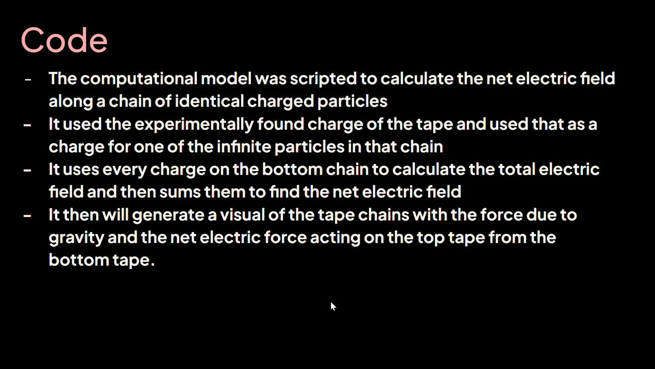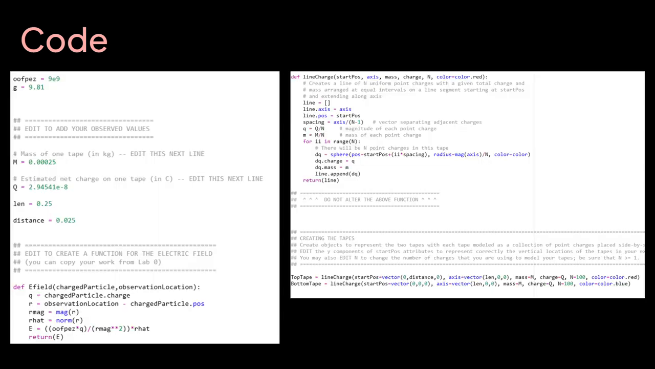The computational model was scripted to calculate the net electric field along a chain of identically charged particles. It used the experimentally found charge of the tape as the charge for one of the particles in that chain. Then it used every charge on the bottom chain to calculate the total electric field and sum them to find the net electric field. Then it generated a visual of the tape chains with the force due to gravity and the net electric force acting on the top tape from the bottom charge.